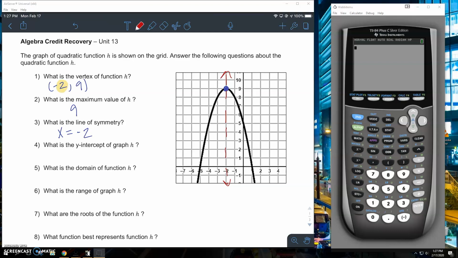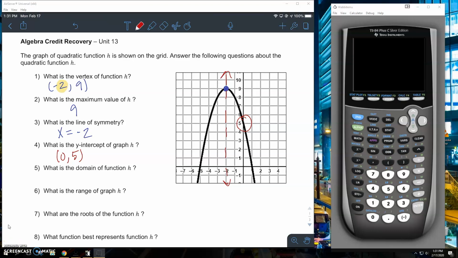What is the y-intercept? Well, the y-intercept is where it crosses the y-axis, and to locate that, it is at 0, 5. And the domain of quadratics is all real numbers, and so that looks like this. But if we do it in function notation, it's from -infinity to +infinity.